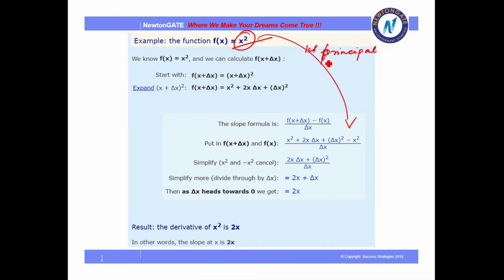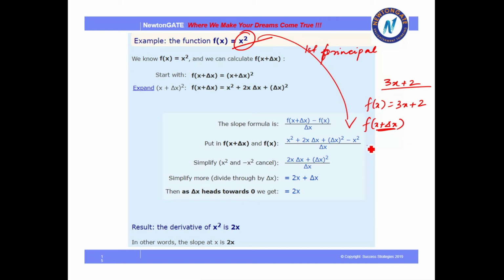Like here in the case of x square, suppose we have another function, let's say 3x plus 2. In that case, let's say f(x) is equal to 3x plus 2, then f(x plus delta x). Now see, here we are only changing the x value, we are not changing the 2 values.